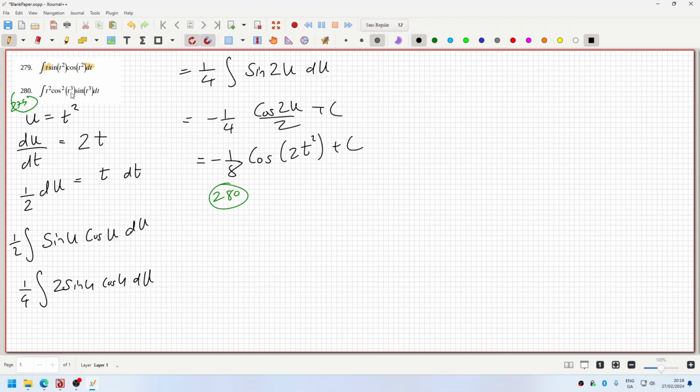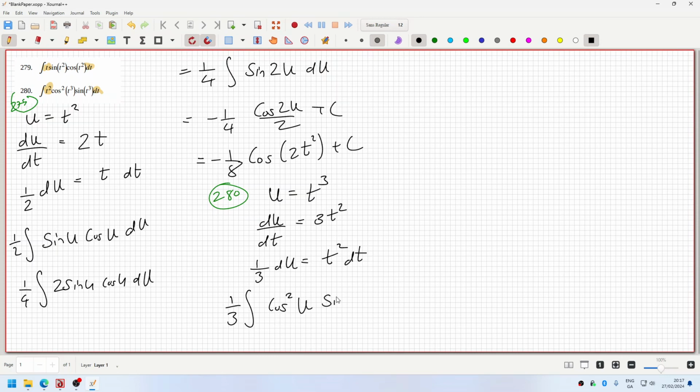Looks very similar. It looks very, very similar, except this time we'll go with u equals t cubed. That means du dt equals 3t squared. So that means 1/3 du equals t squared dt. And t squared dt is exactly what we have. So that becomes 1/3 integration of cos squared u sine u du.